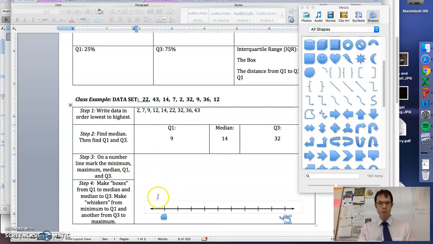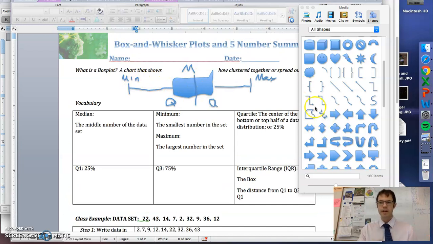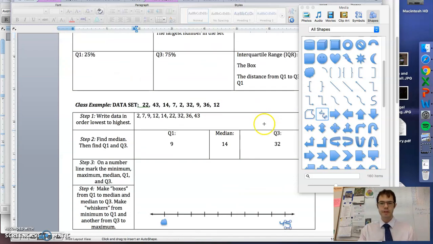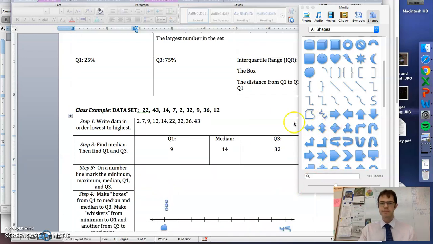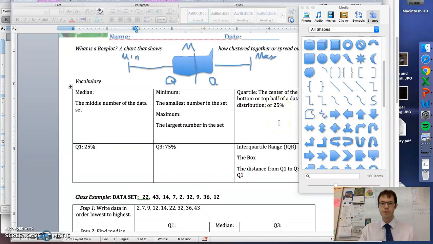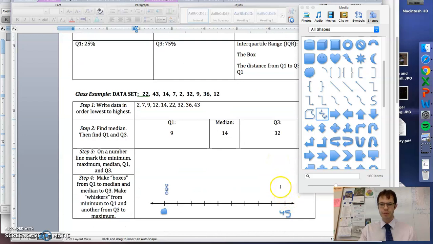So now I can actually mark down where my box is, right? So the minimum, look up here at the diagram, the minimum is the left line, and for us that's 2. So I come down here, and right here I'm going to guesstimate that 2 is right there next to 0, and I put the minimum. Now I'm going to put the maximum, which was 43. So I make a line over here where I guess that 43 is, probably just short of 45, right? Now I have my sides. But where's my box? It's a box plot. I got my whiskers, but where's my box?